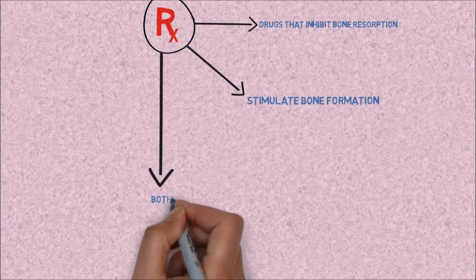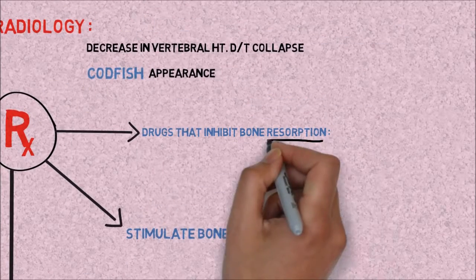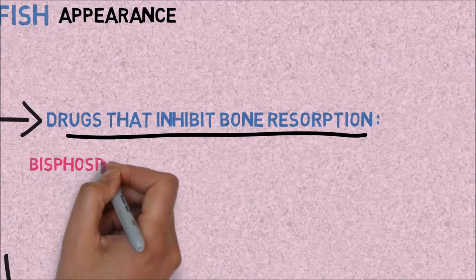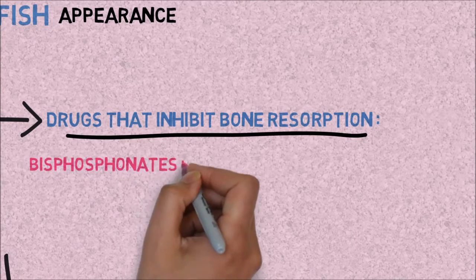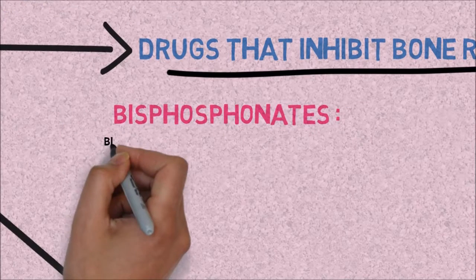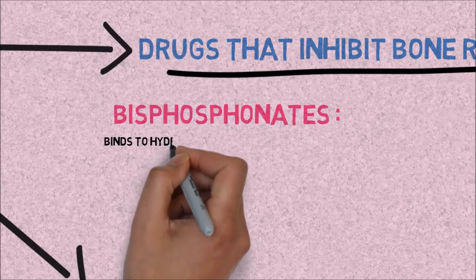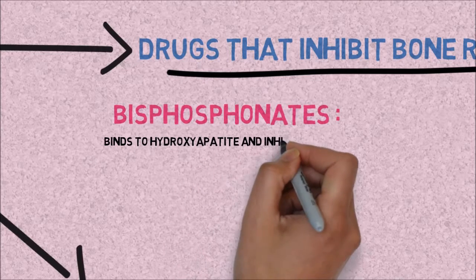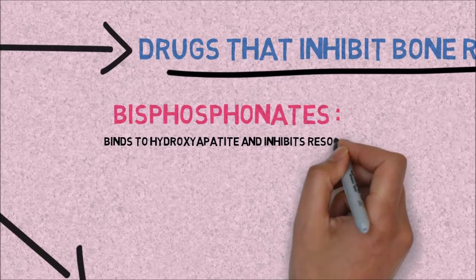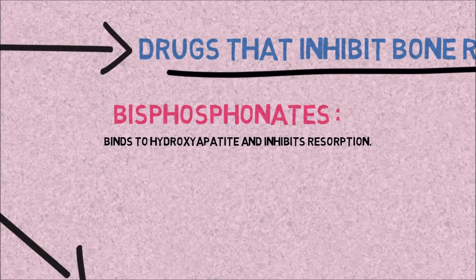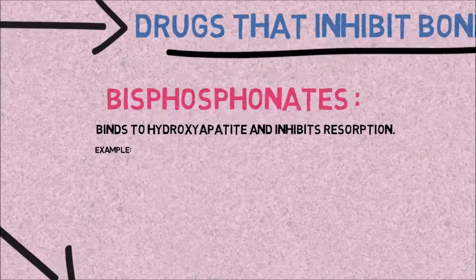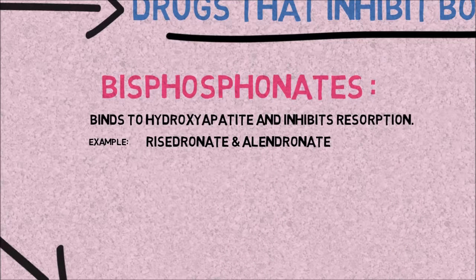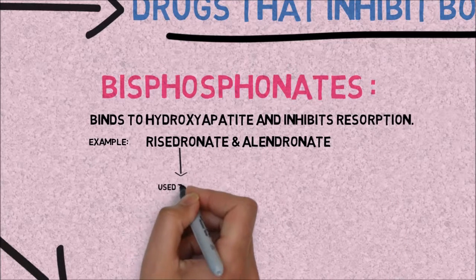Now coming to the drugs that inhibit resorption. The first one and the most important one is the bisphosphonate. They are a major class of drugs used for osteoporosis. Now they bind to hydroxyapatite and inhibit resorption. Examples of bisphosphonates are risedronate and alendronate. Now risedronate is typically used to prevent steroid-induced osteoporosis.